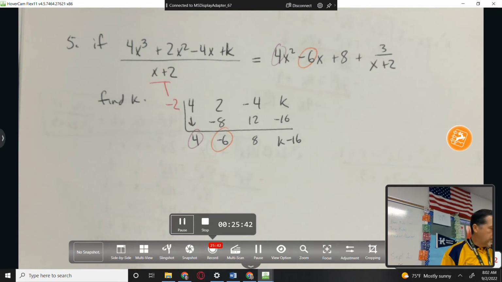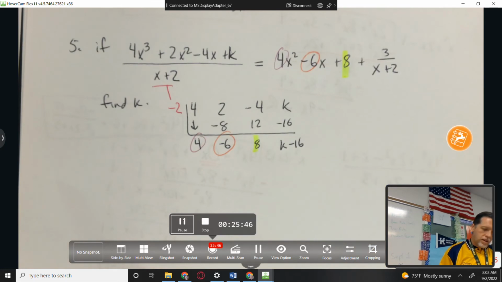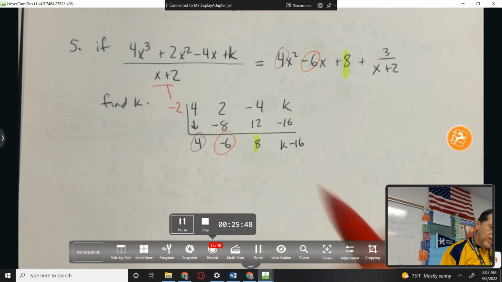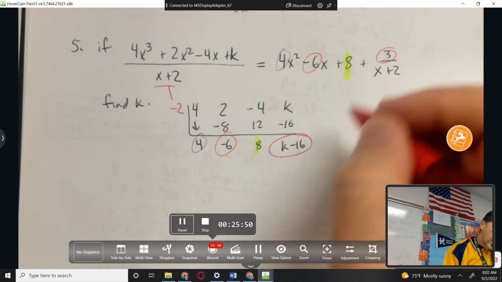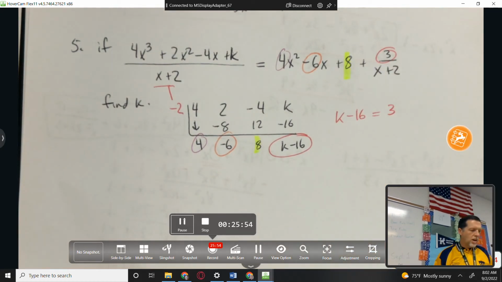Running out of fun colors to use. 8 and 8, that works. But then this last one, k minus 16 is supposed to be 3. Therefore, k is 19.